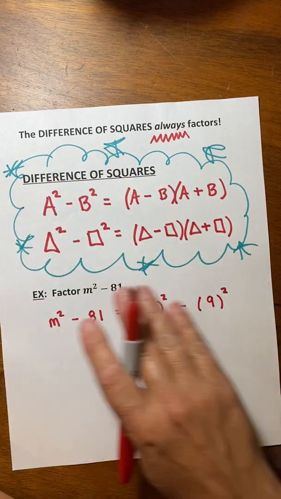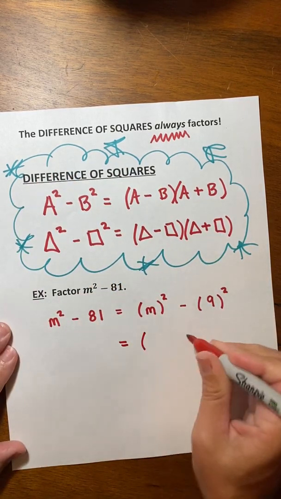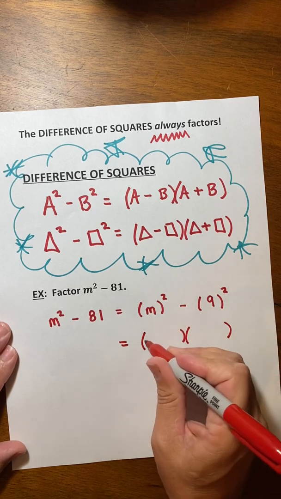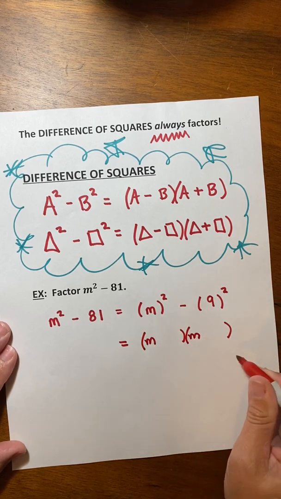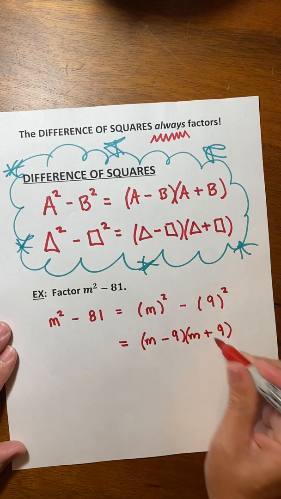Now this fits this template. This is the difference of squares. So this definitely factors. It's going to be m here, 9 here, 9 here, plus minus.